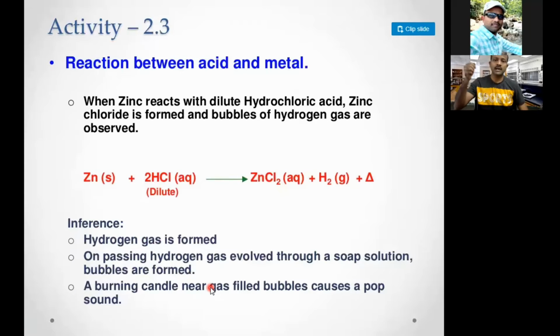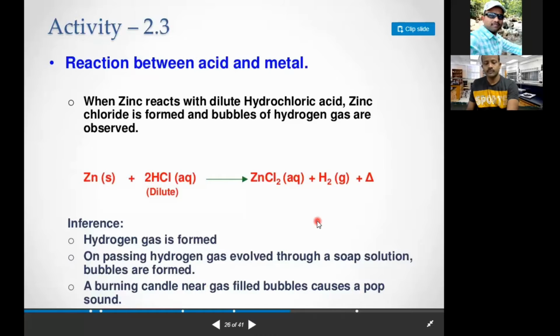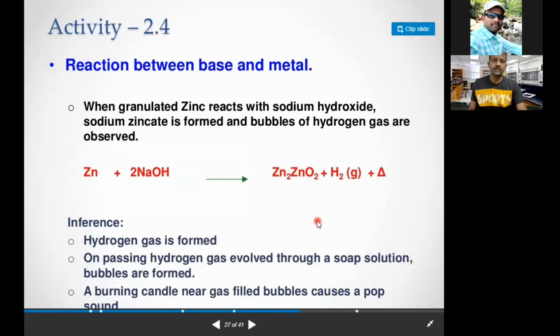When you take a burning candle nearer to the gas-filled bubbles, the candle will give a pop sound. The hydrogen gas will give a thump sound like that. When you take the burning candle nearer to the hydrogen gas, it will give a thump sound, which we call a pop sound, right? So in this way we can test the hydrogen gas.